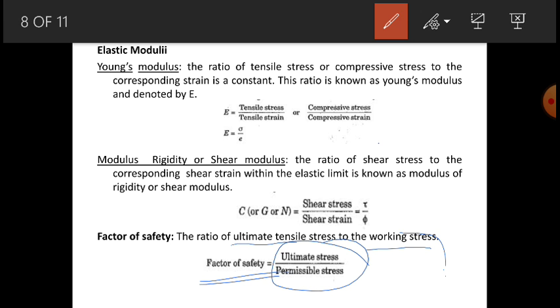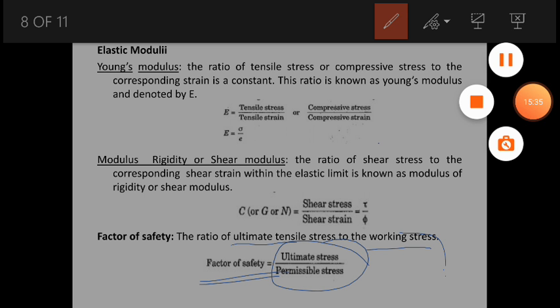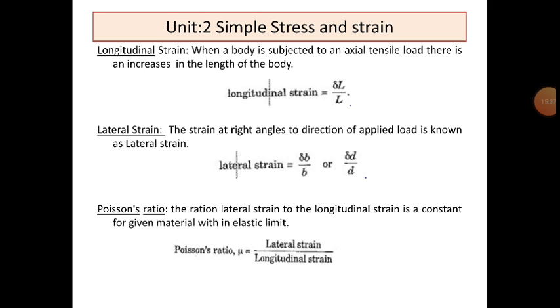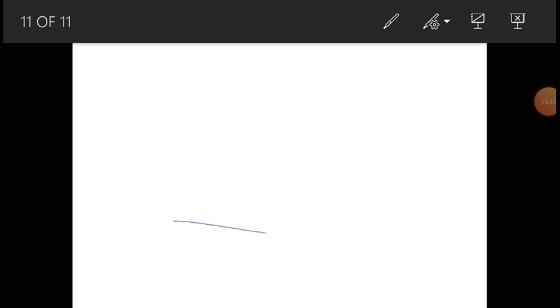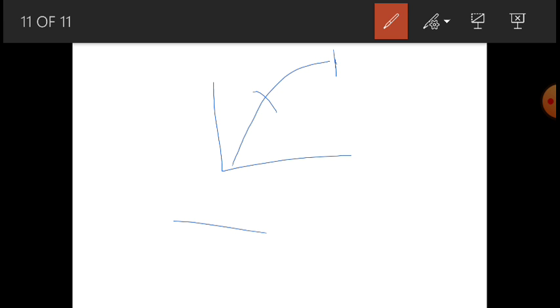If I try to explain it graphically, consider that this is the stress strain graph of an object or a structure. This is the point of ultimate load, and the load acting over that structure is somewhere here.